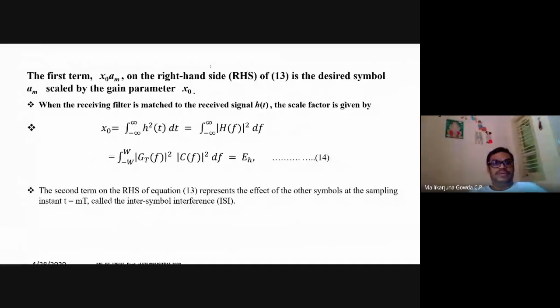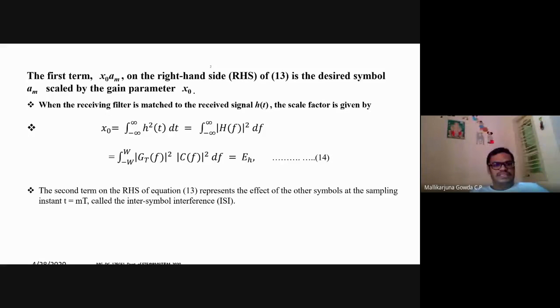So I'm saying here what is the value of x naught. When the receiving filter is matched to the received signal h of t, the scaling factor will be given by this equation, integral from minus infinity to infinity of h squared of t dt. If I substitute in the frequency domain, it will be the integral of H of f squared df. I know what H of f is, that is the multiplication of GT of f into C of f. I'm taking the square, so its value will be equal to Eh, that is the energy of the output of the impulse response of those two cascaded filters.